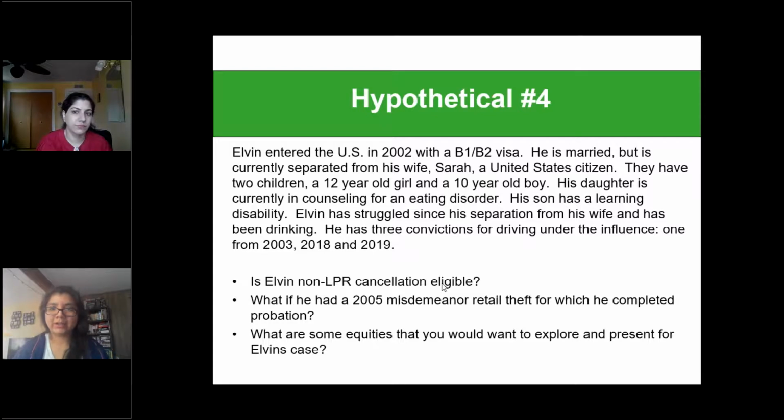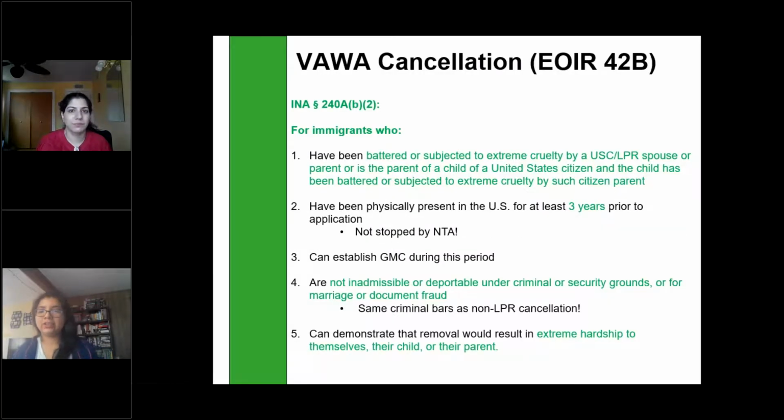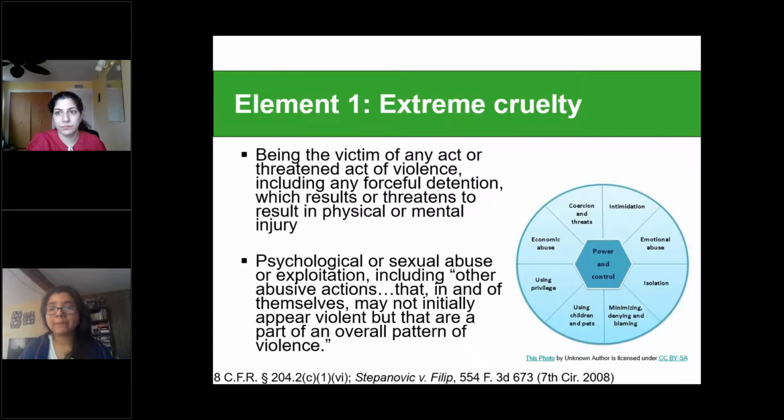I do want to leave some time for questions, so I'm going to move on to VAWA cancellation. So VAWA cancellation has some of the same elements as non-LPR cancellation. The first one is it's for individuals who have been battered or subjected to extreme cruelty by a USC or LPR parent, but it's also for parents of USC children who have been battered or subjected to extreme cruelty by such citizen parents. So it's both, were they the victim of battery or extreme cruelty, or were their children victims of battery or extreme cruelty?